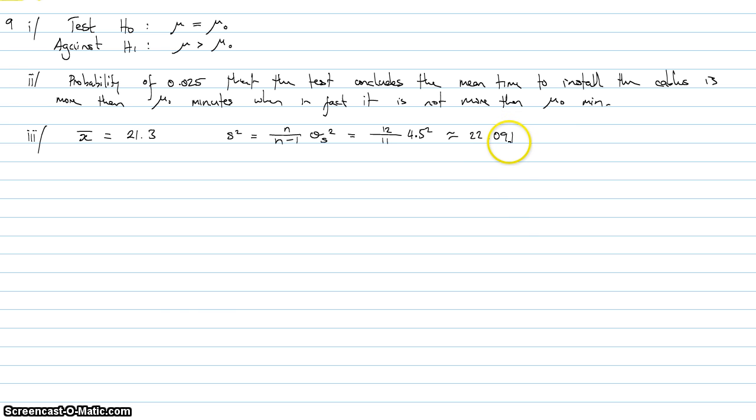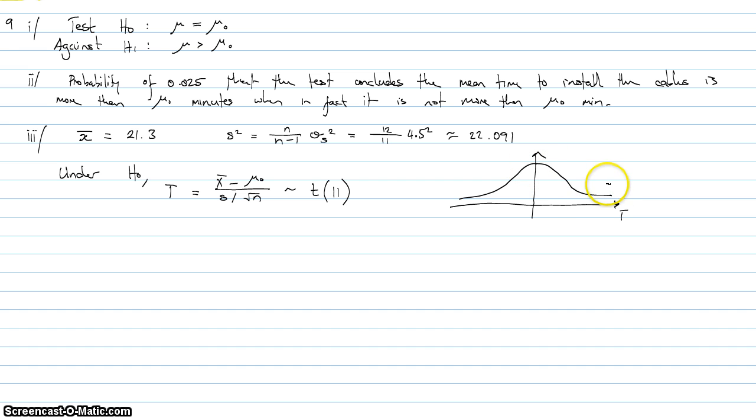Okay, so what does that mean? Assuming H0 is true, our test statistic T will be x bar minus mu0 over s over root n. This will follow a t distribution with n minus 1 degrees of freedom, so 11 degrees of freedom. If it's not rejected, then looking at my distribution, remember a t distribution looks like a normal distribution, just a bit fatter, this would be my critical region here, which has an area of 0.025, because that was my level of significance.